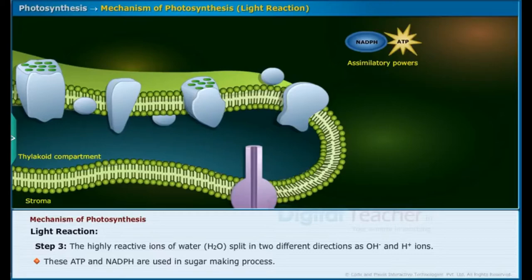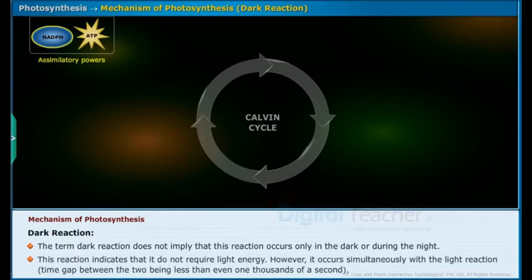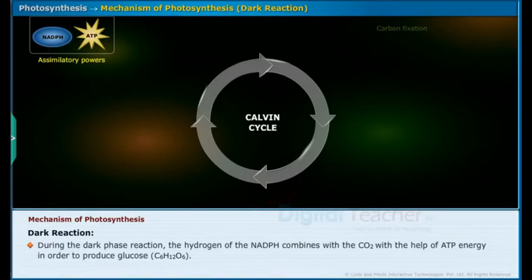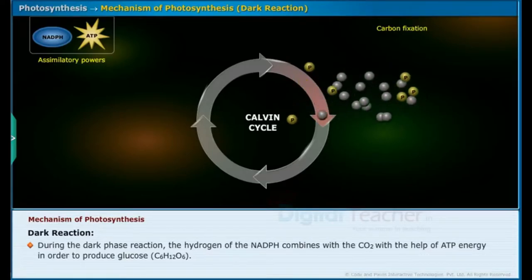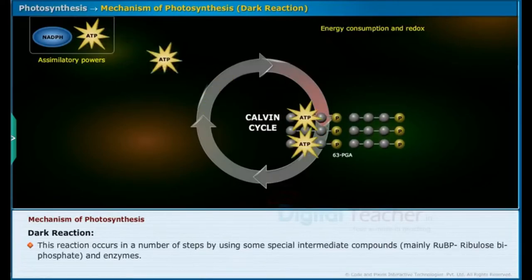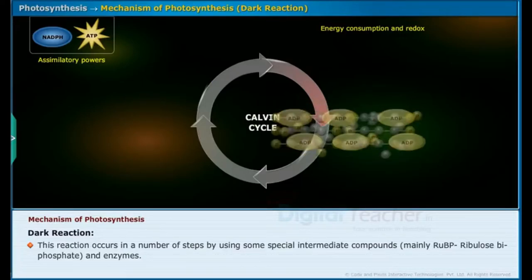Let us learn about dark reaction. The term dark reaction does not imply that this reaction occurs only in the dark or during the night. It indicates that the reaction does not require light energy. However, it occurs simultaneously with the light reaction. Hydrogen ions produced in photolysis are instantly picked up by a special compound NADP to form NADPH. During the dark phase reaction, the hydrogen of the NADPH combines with the carbon dioxide with the help of ATP energy in order to produce glucose. This reaction occurs in a number of steps using some special intermediate compounds, mainly RuBP, ribulose bisphosphate, and enzymes.